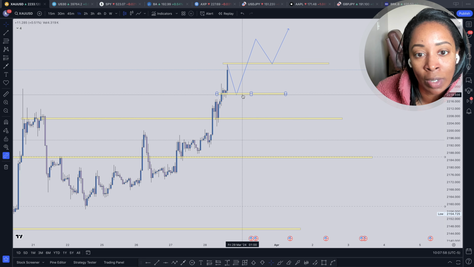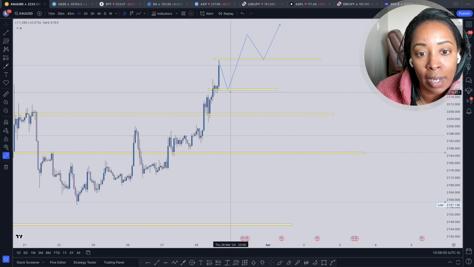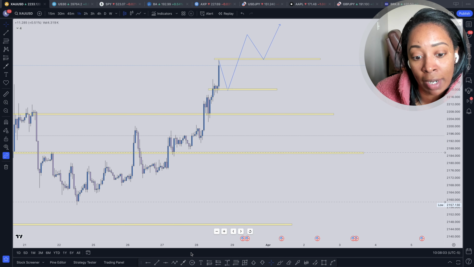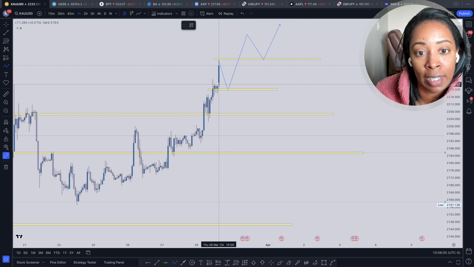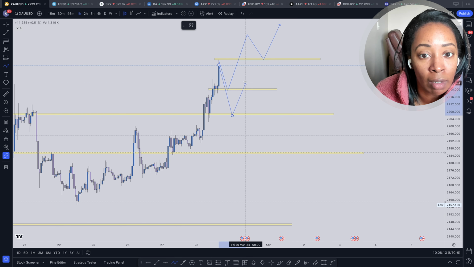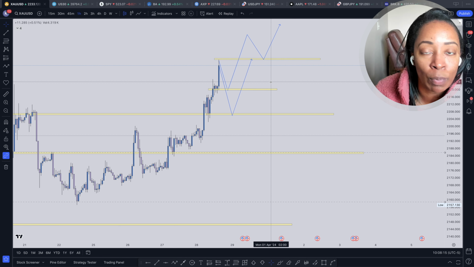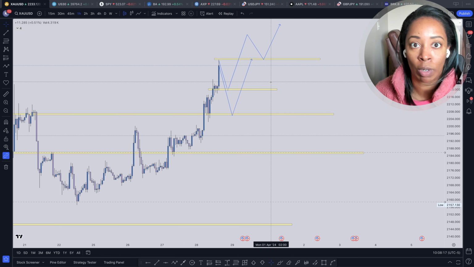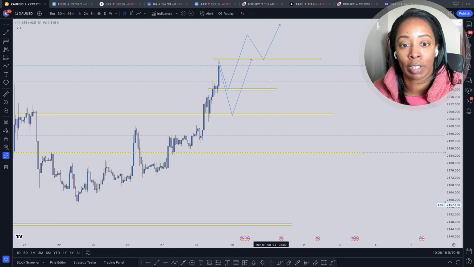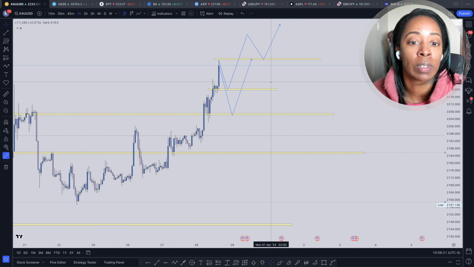So that's one thing that I see. And possibly the price could make a deeper retracement. Since it's closed here, what price could do is it could actually come all the way back down here and then continue up. I mean, we just don't know what price can do. That's why we want to create different game plans for different scenarios.